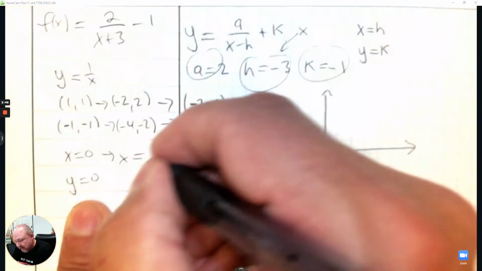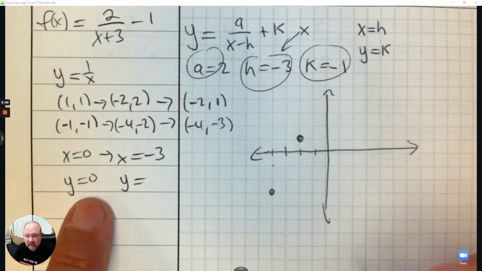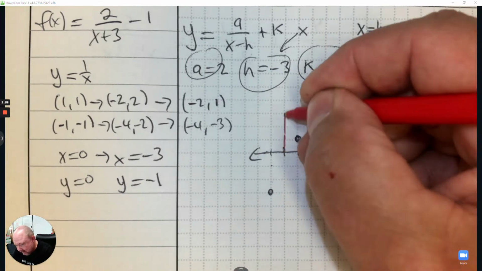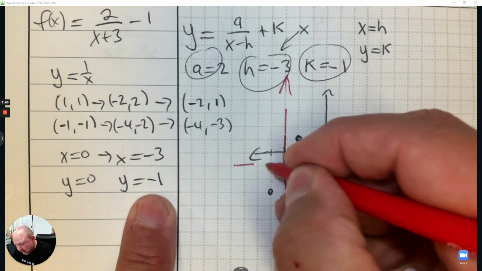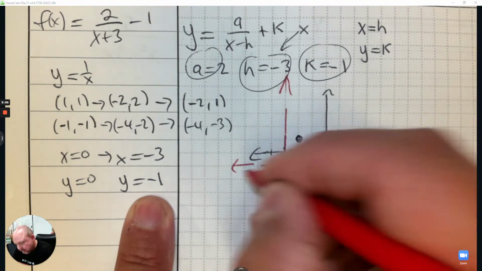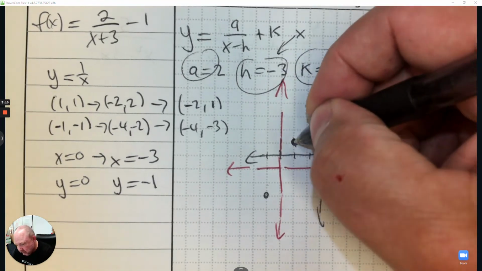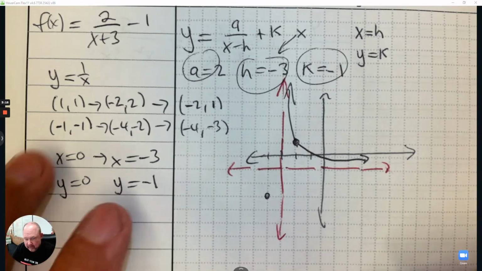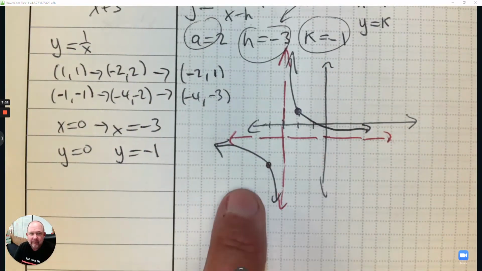The h is now making it negative 3. And the k value, negative 1, changes this to negative 1. So I'm going to draw a vertical at negative 3 and a horizontal at negative 1. Now I'm going to curve. From this point it's going to go to infinity and then curve and join the horizontal. The point below is going to go to negative infinity and then curve and join the horizontal on the left side. So there's the shape of a reciprocal.